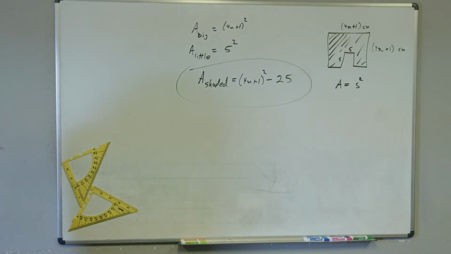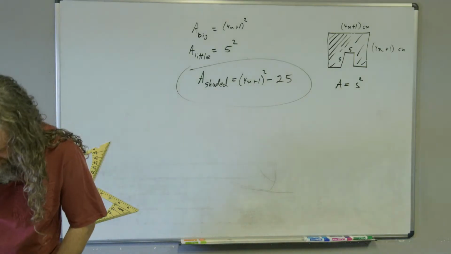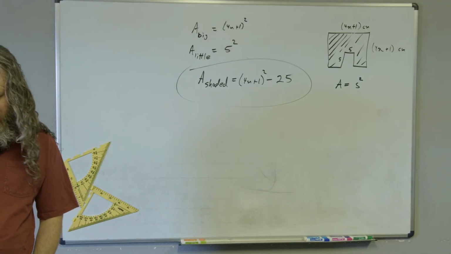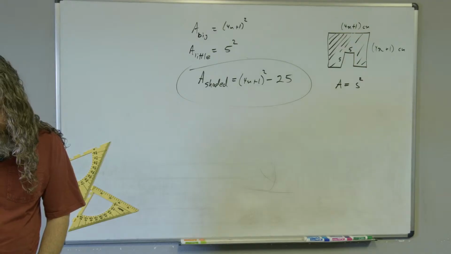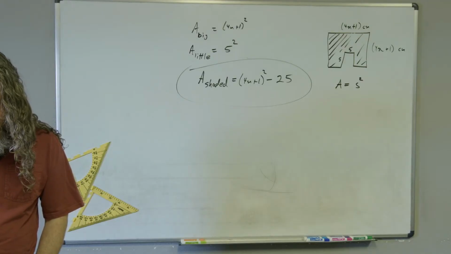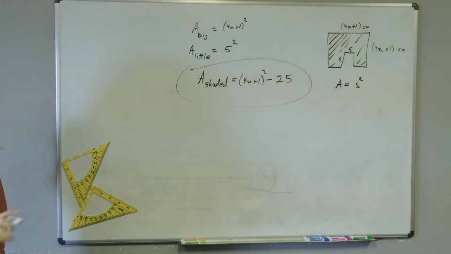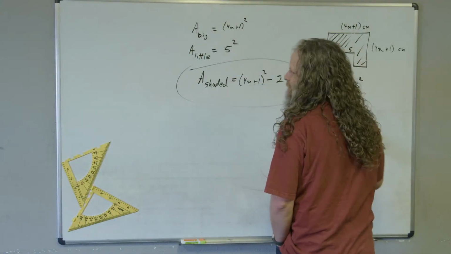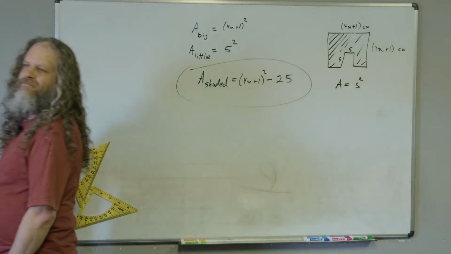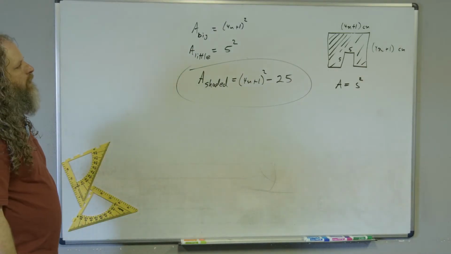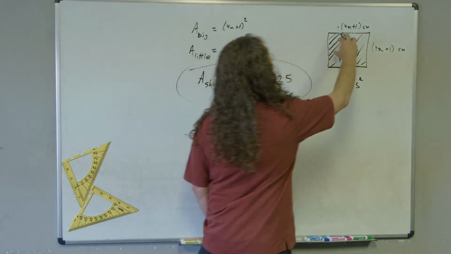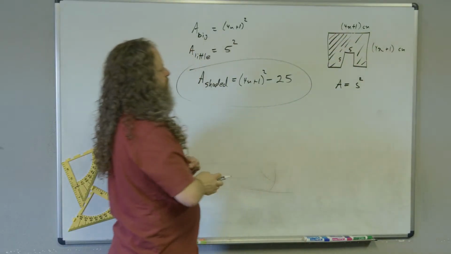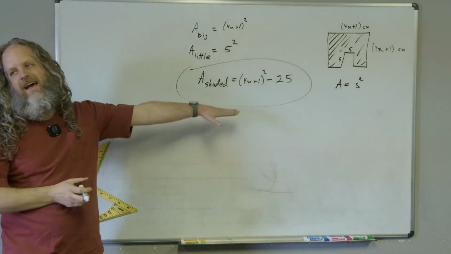Okay. Part A done. Part B. Find the dimensions of the rectangle with the same area as the shaded region. So it wants us to take this and go to an area with nothing missing, right? So that's what it wants. It wants a square that's this size. So this size minus that. So we need to do stuff with that.